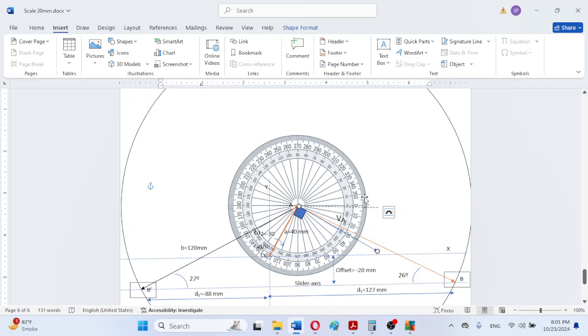As you can observe, this is the 0 line. If there is some variation, we can move this protractor properly. Here this is 10 degrees, 20 degrees, and approximately, as we can observe, this is 29 degrees.